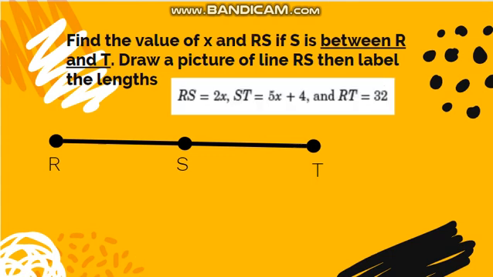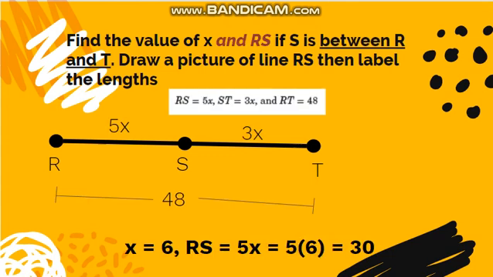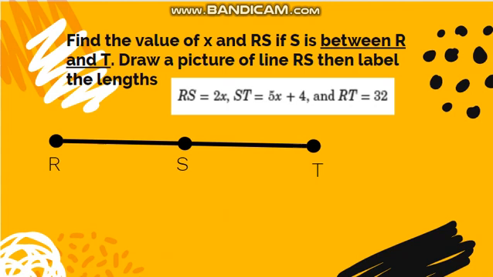Okay, so we just finished this one. So it's the same picture. We're still dealing with this line RT, where S is between R and T, but now we have new values. Now RS is 2x, ST is 5x plus 4, and RT is 32.